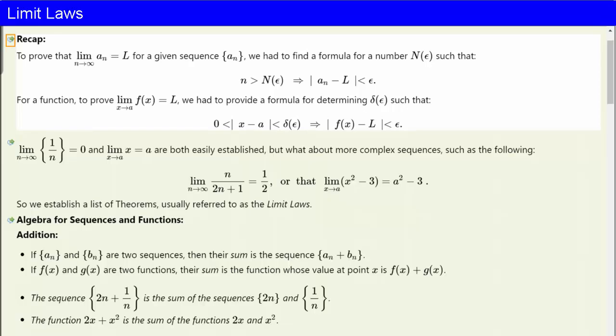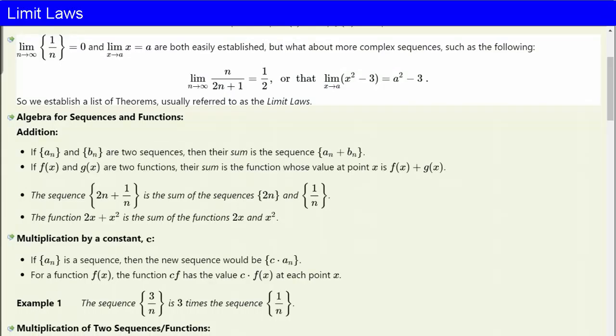For a limit involving a function at a point, the limit as x tends to a of f(x) equals capital L, it was even more complicated since we had to provide a formula for determining a function delta of epsilon so that the absolute value of x minus a positive and less than delta implies the absolute value of f(x) minus L less than epsilon.